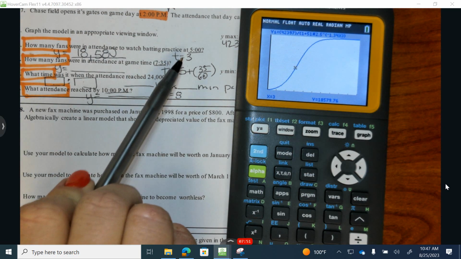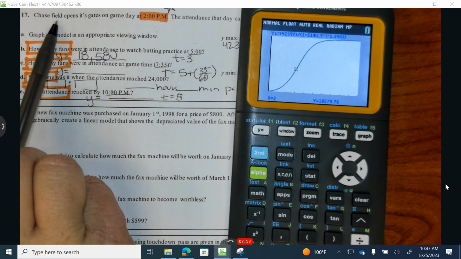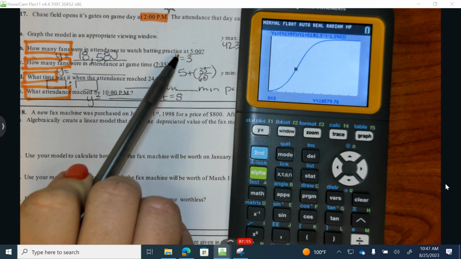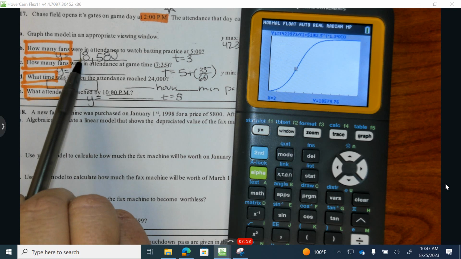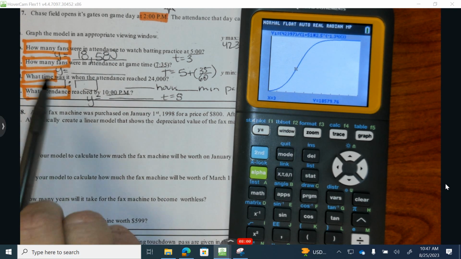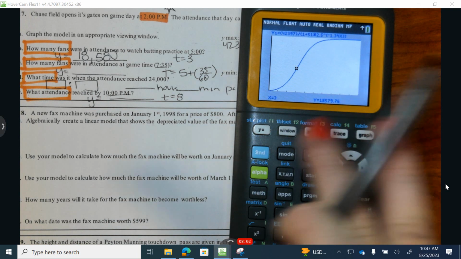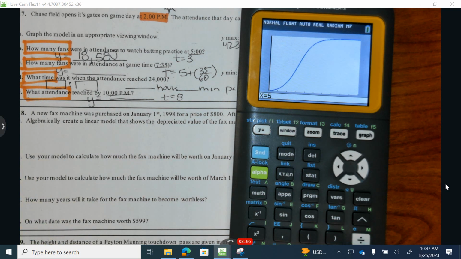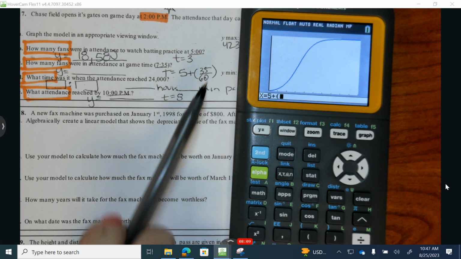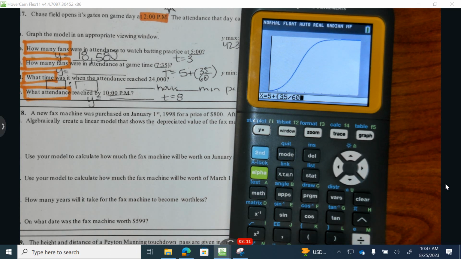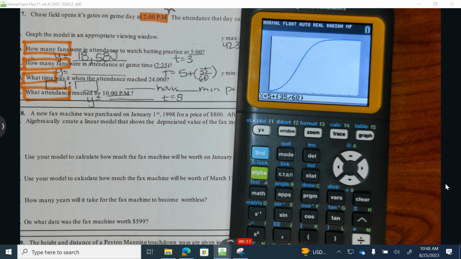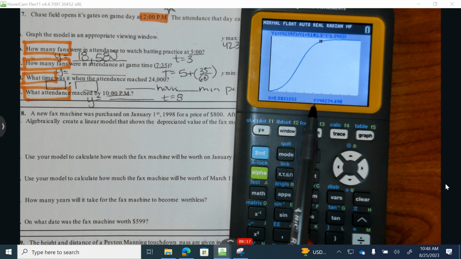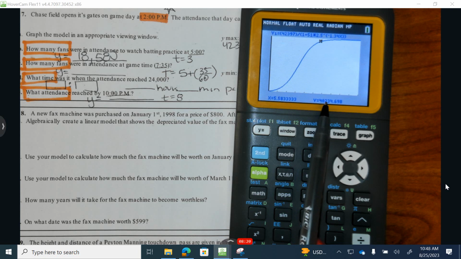What does this mean? At 5 p.m. at Chase Field, when the gates open at 2 p.m., at 5 p.m., we can assume there'd be 18,580 people. Let's do Part C. Second, trace value. Now I'm going to go to 5 hours past 2 p.m. plus an additional 35 minutes. Make sure that your fraction does go in parentheses. Okay, 40,000, and I'm going to round to the nearest whole number, 235.